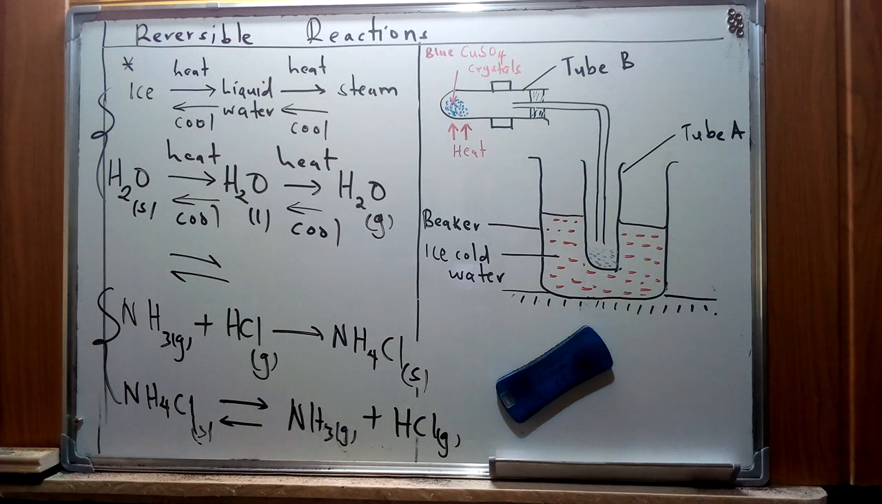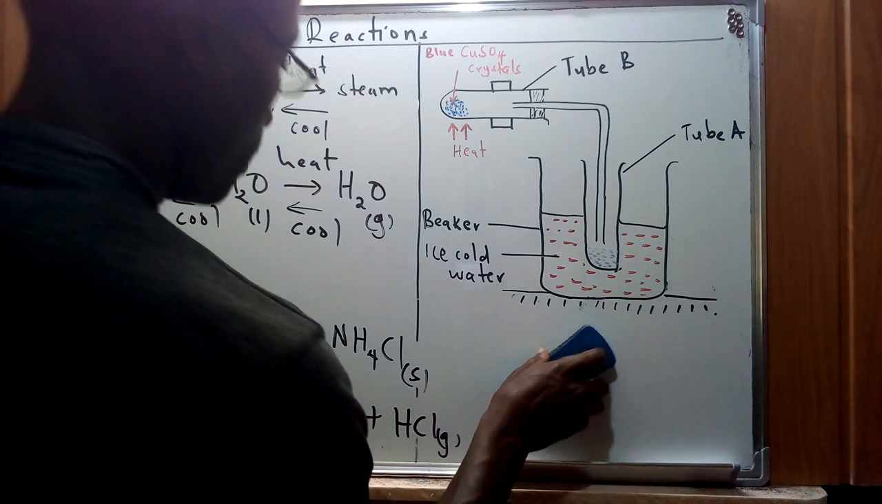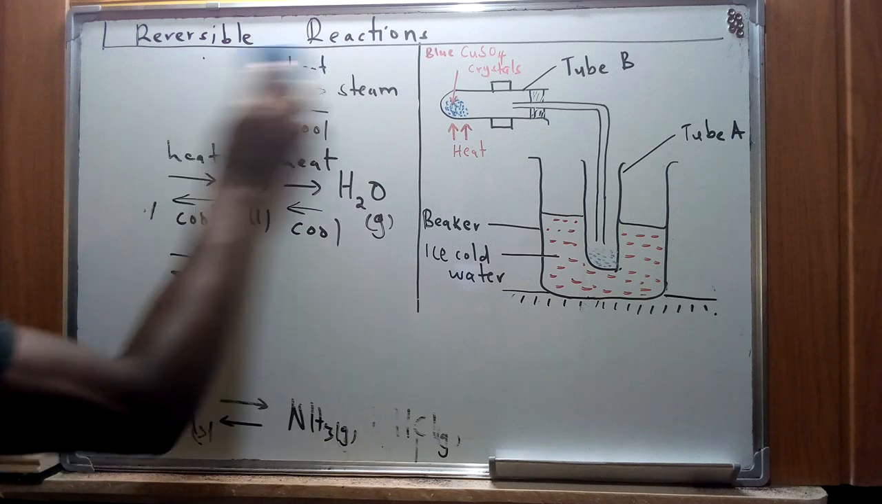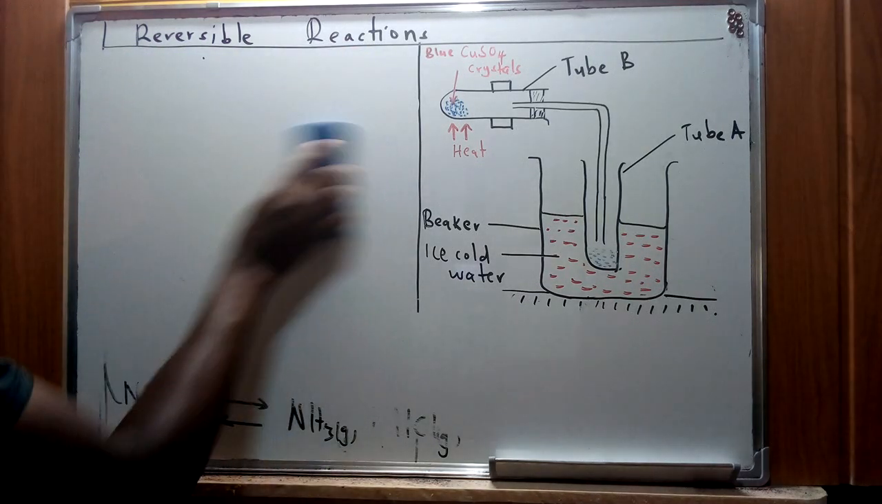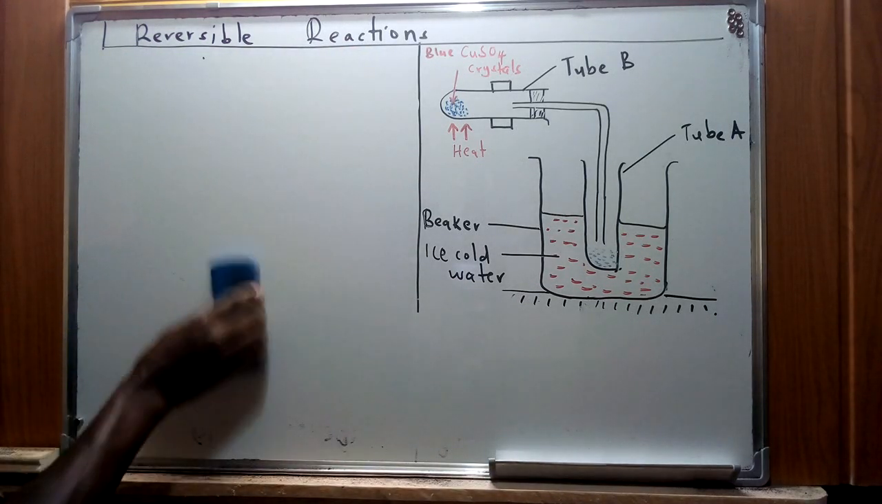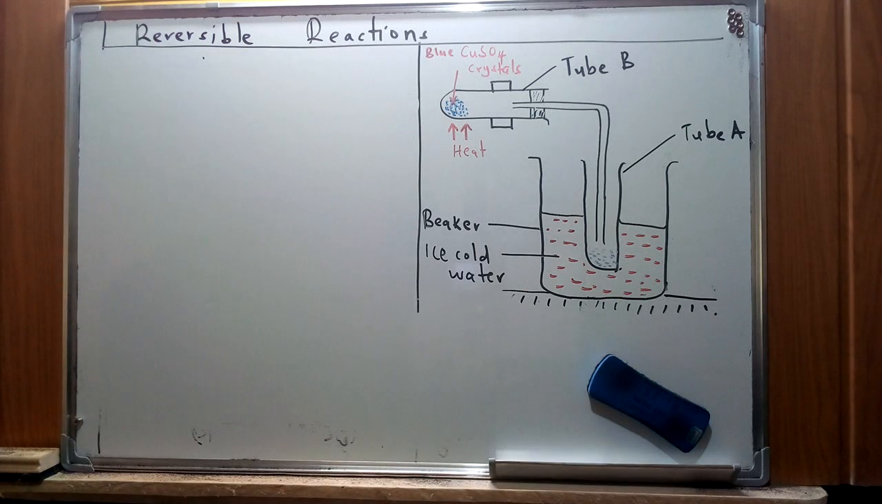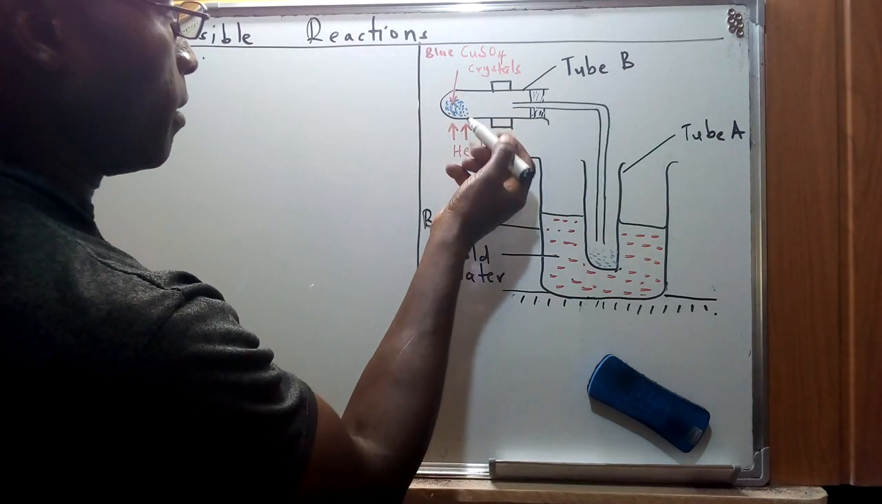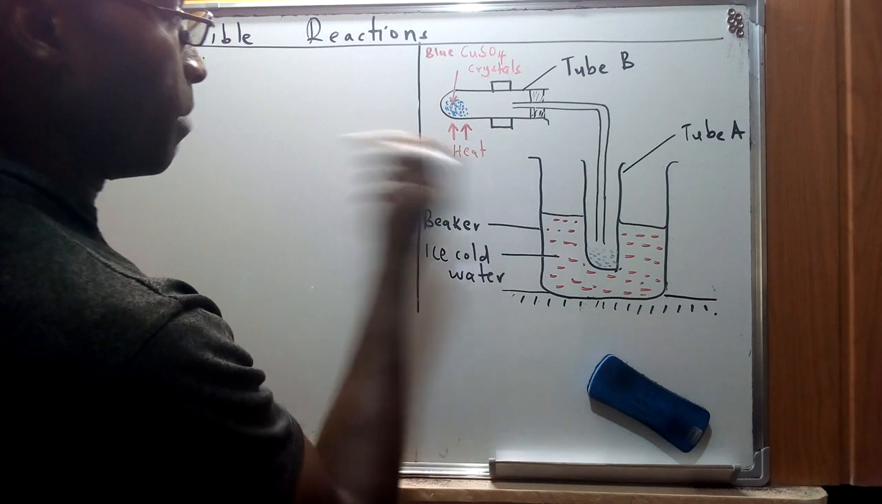Now the setup that I've put on the right side of the board is one of the illustrations, or an experiment that we can perform in a laboratory, to try to determine whether the contents which are being heated can undergo a reversible reaction or not. So that contains the crystals of blue copper sulfate inside this tube B. So inside this tube B, there are blue copper sulfate crystals which are being heated.